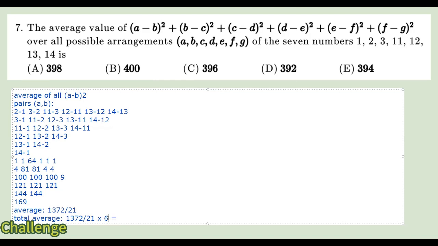And we see that the 6 and the 21 can reduce. So we have a 2 here and a 7 here. And if we do 1372 divided by 7, we get 196 times 2. And the value to that is going to be equal to 392. So the answer to this question is D, 392.